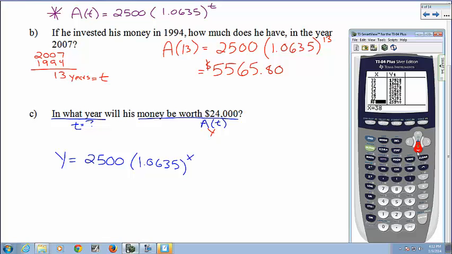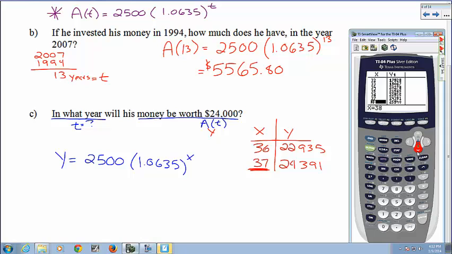You should note that this occurs when the x value, in other words the time in years, is at 37. Notice that 36 is not quite there, but 37 years is over. So we know that the money reaches the value of 24,000 in year 37.